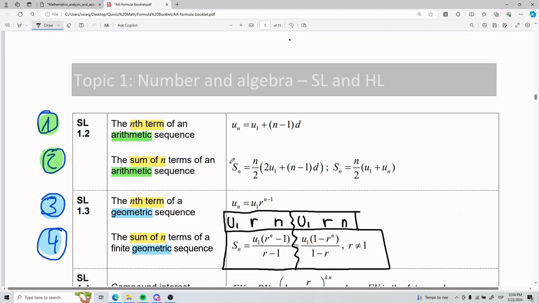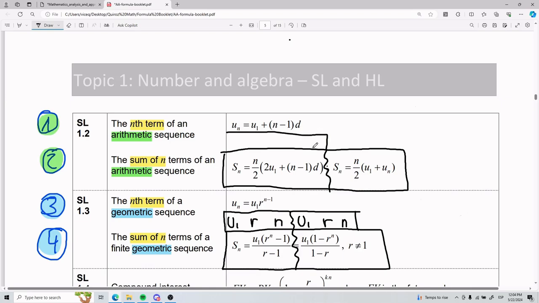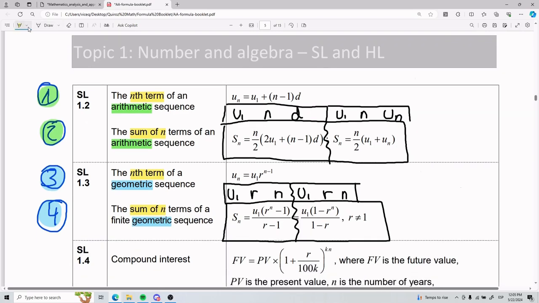Okay? While up here, for the sum of arithmetic, if you take a closer look, you have two different formulas here, right? But what do they each ask for? The one on the left is asking for u1, n, and d. While the one on the right is asking for also u1, also n, but not d, instead un. And so these small differences are the kind of thing that on the day of the test can really help you know what to do.